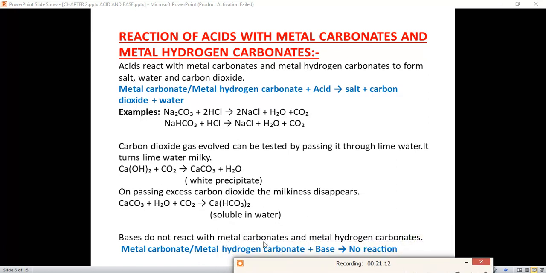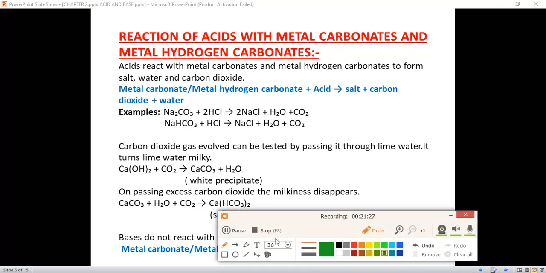Bases do not react with metal carbonates and metal hydrogen carbonates. The reaction of metal carbonate and metal hydrogen carbonate with a base is not possible. No reaction will take place between the base and the metal carbonates and the metal hydrogen carbonates.